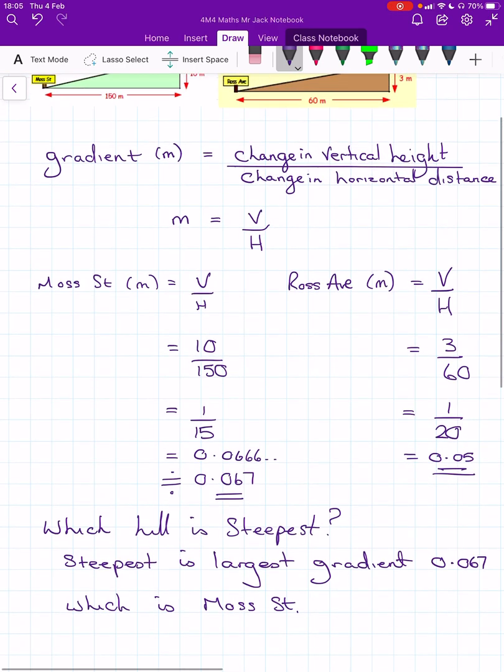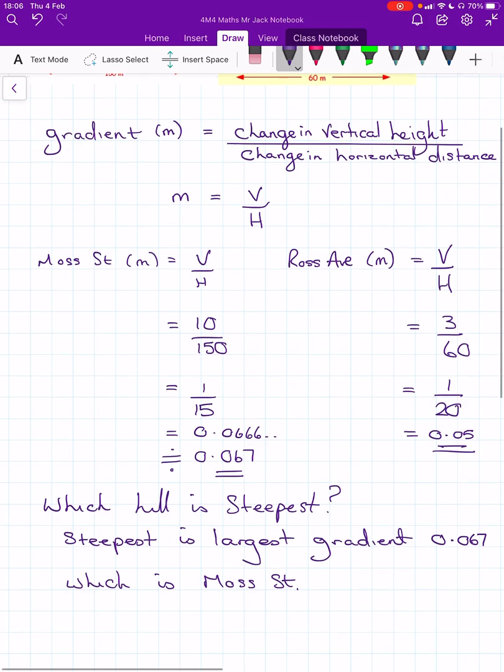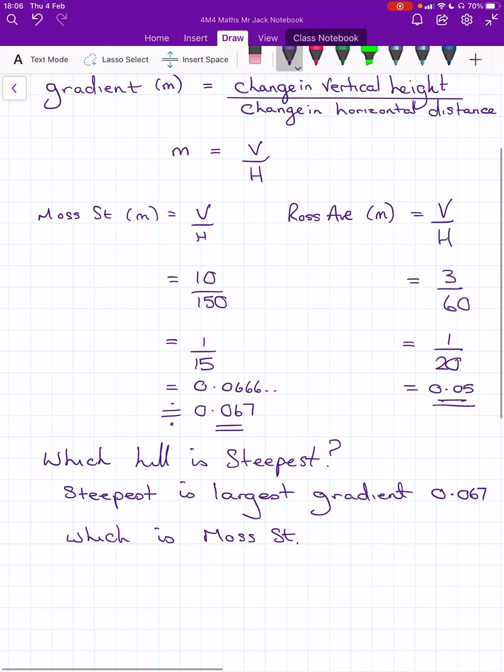So, summary of things for you here. Gradient is the change in vertical height over the change in horizontal distance, okay, V over H if you want to abbreviate it. Take the values and do the division. You can stop at a fraction if the question asks you, all right, so that would be here. If the question asks you to find the steepest whatever, then you have to actually do that division. So you do 1 divided by 15 to get your decimal, and in this case we did 1 divided by 20 to get our decimal, okay? So you might be asked for decimal. It might be more useful to have the gradient in decimal, all right?